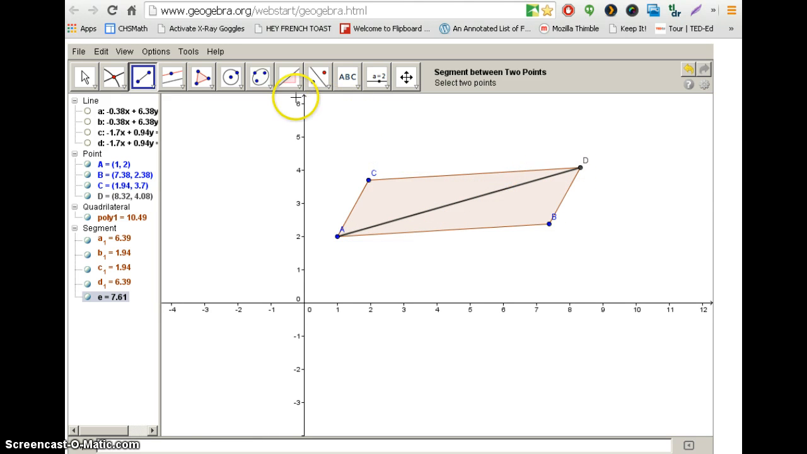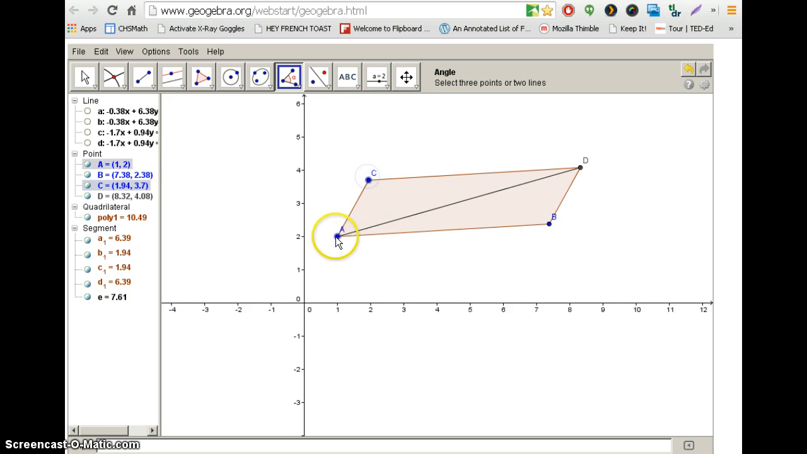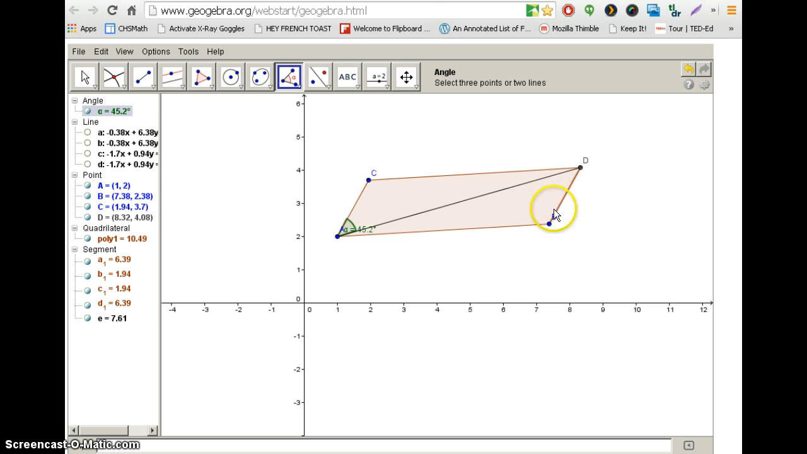So let's measure those angles. Something very interesting going on. We remember that alternate interior angles, oops, let me try that again. Alternate interior angles are always congruent. So we should find, boy, I always do it the wrong order.